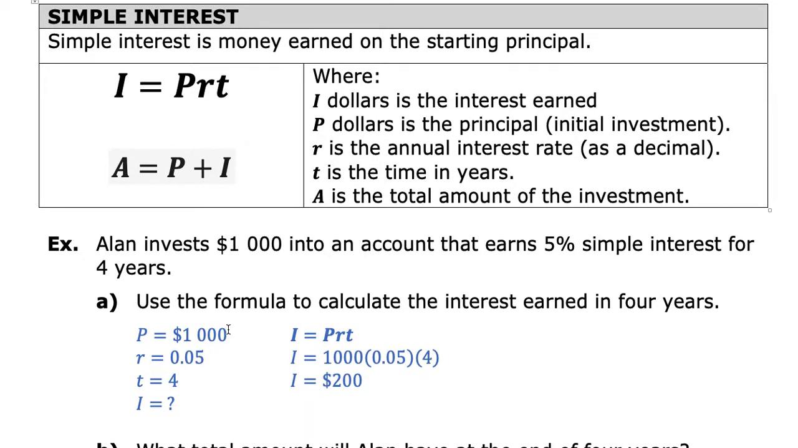So let's look at an example. Alan invests $1,000 into an account that earns 5% simple interest for 4 years. Use the formula to calculate the interest earned in 4 years. So we'll apply our GUESS method.